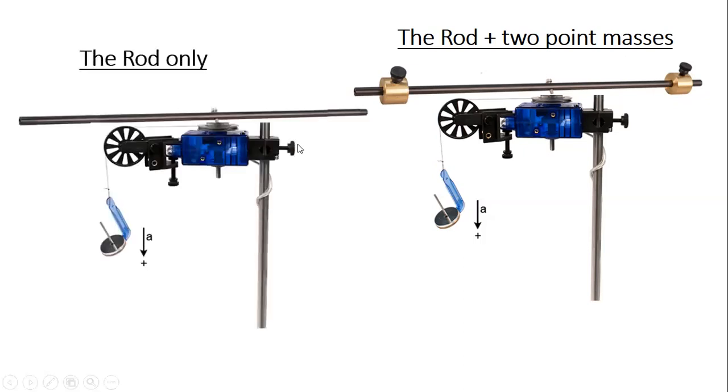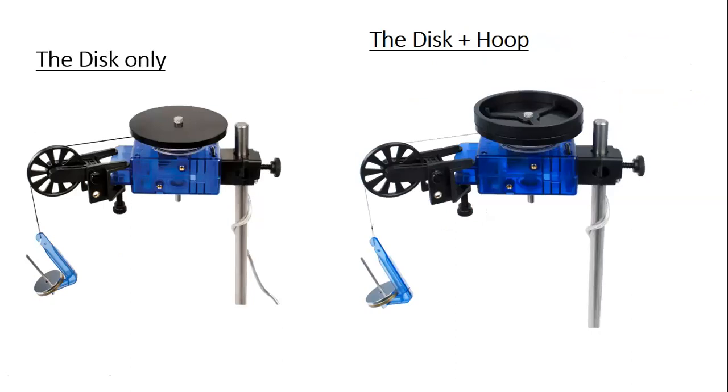Then we will be using just the rod. We will remove these 2 masses and let just the rod rotate, and again collect the data for angular velocity versus time. Then in part 2 of the experiment, we will be doing a disk only. So we are attaching just the disk and let it drop, and then measure the angular velocity versus time graph.